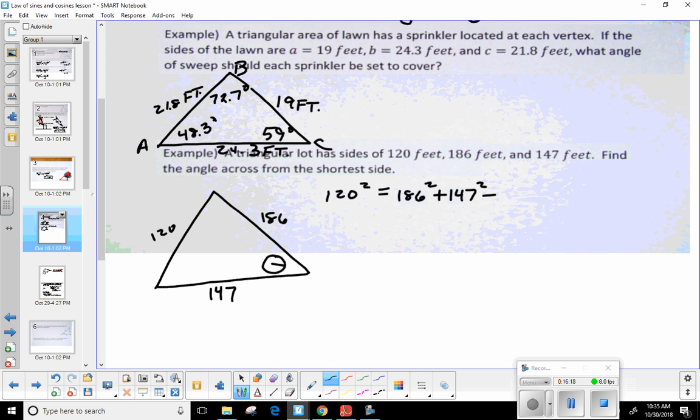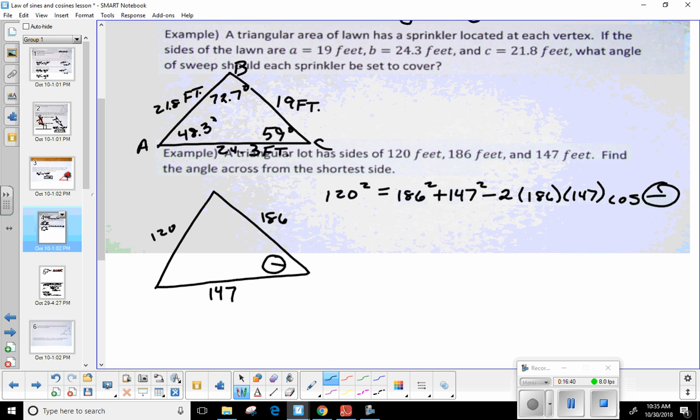Minus 2 times the two side lengths. So 186, 147 times the cosine of the angle we're looking for. Okay, how many people set that up correctly? Okay, so not bad, not bad.